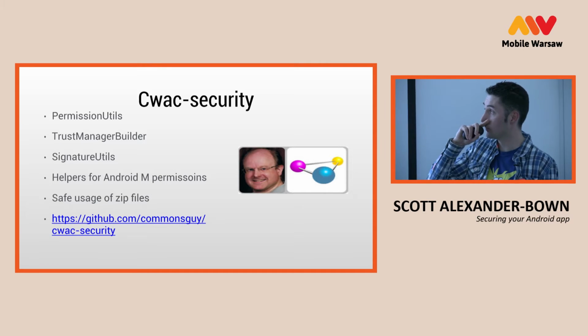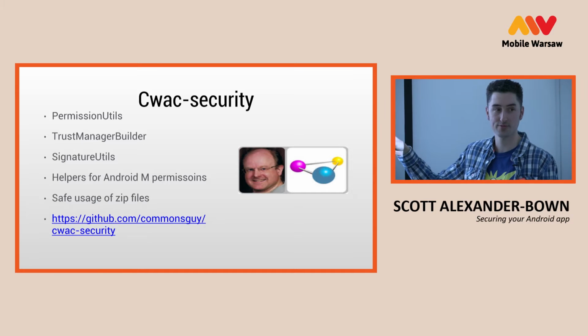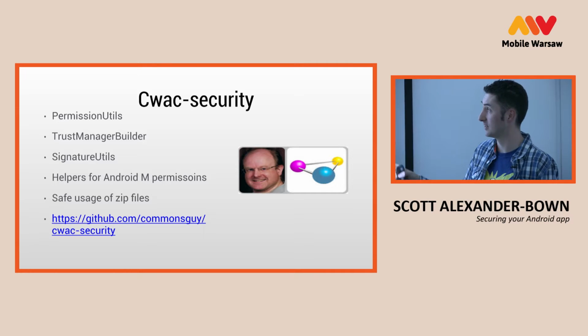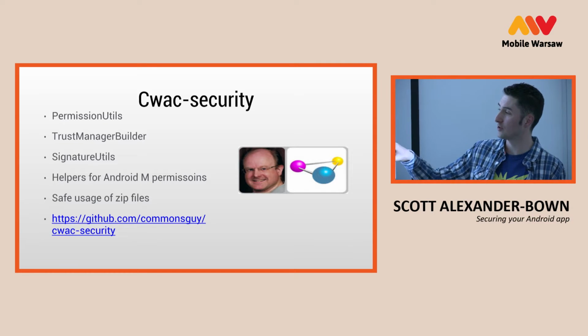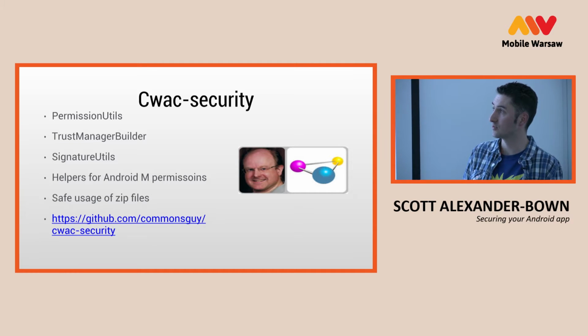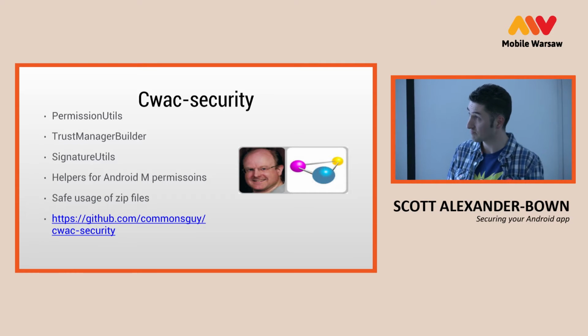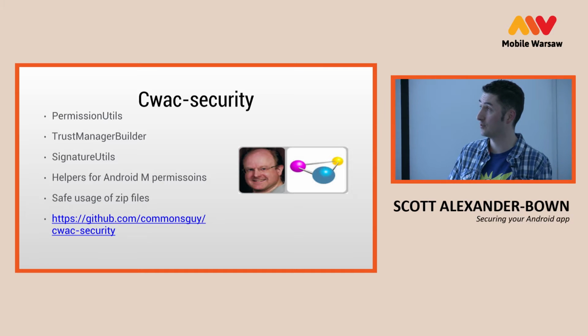I wanted to shout out to, I don't know if anyone recognises this guy, Mark Murphy. If you're an Android developer, you probably know of his book, The Busy Coder's Guide to Android. Really good book. But this library on GitHub has a couple of little utilities which are pretty useful. I just thought I'd shout out a few of those.